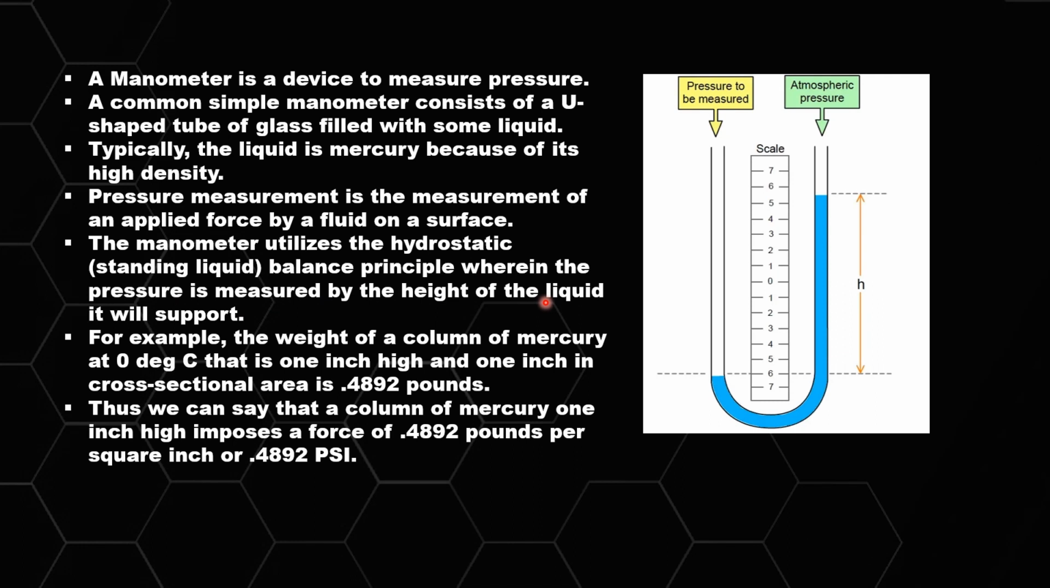will support. So for example, the weight of a column of mercury at 0 degrees Celsius that is 1 inch high and 1 inch in cross-sectional area is 0.4892 pounds. So that means we can say that a column of mercury 1 inch high imposes a force of 0.4892 pounds per square inch, or you can say 0.4892 psi. So that is the measured pressure. So manometer is used to measure pressure.